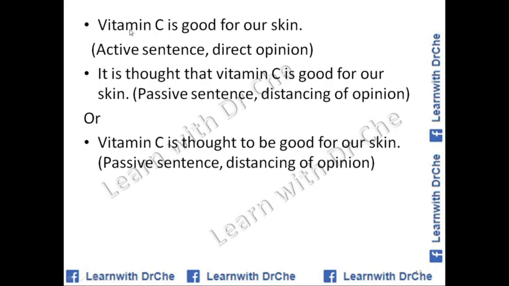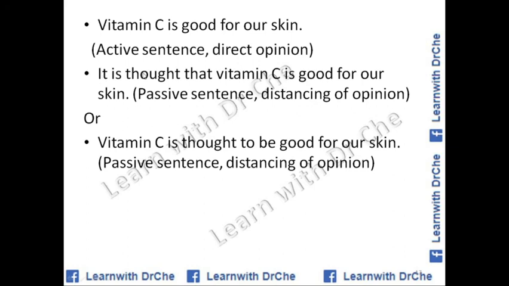The next example: vitamin C is good for our skin. This is an active sentence. This is a direct opinion. I'm saying that it is 100% true. It is a strong opinion. Vitamin C is good for your skin. This is an active and direct opinion.